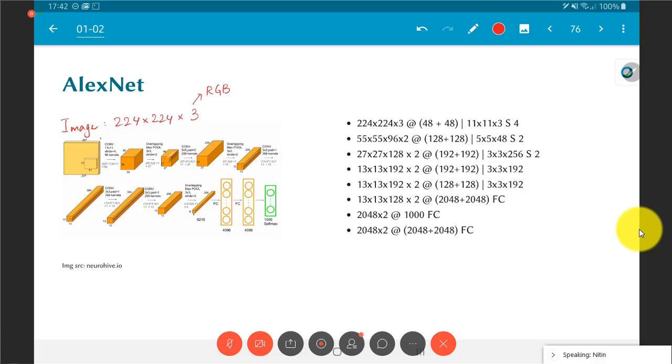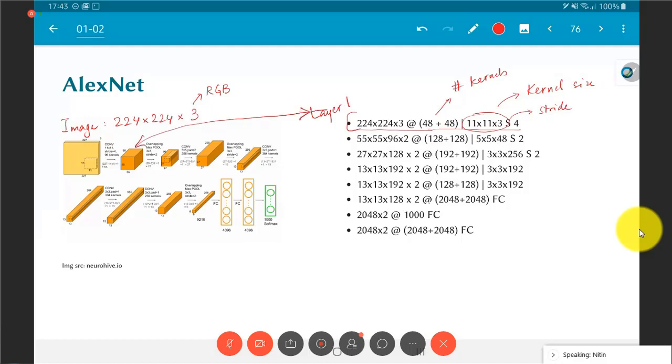The computations themselves are written here. So the first layer, for example, uses something called an 11 cross 11 cross 3 kernel. So this is the kernel size. This is the stride. And this is the total number of kernels in layer 1, which basically corresponds to this.